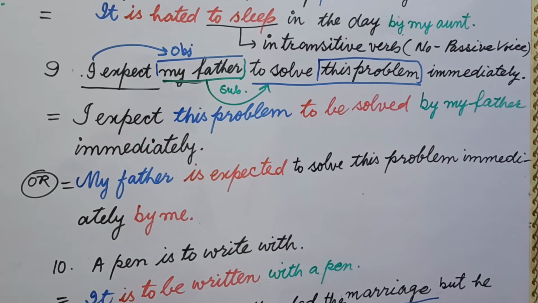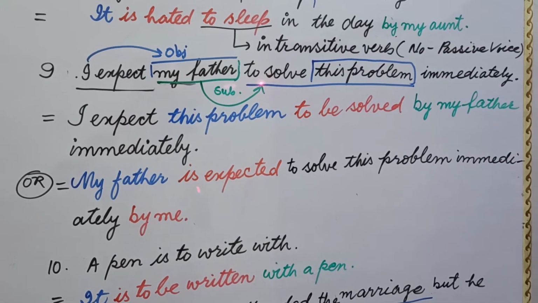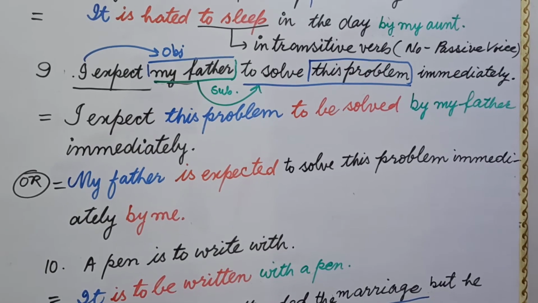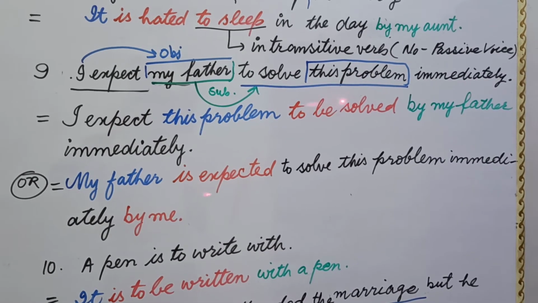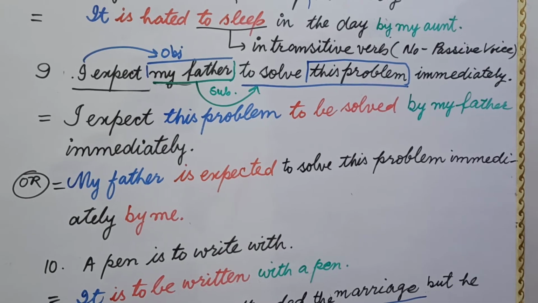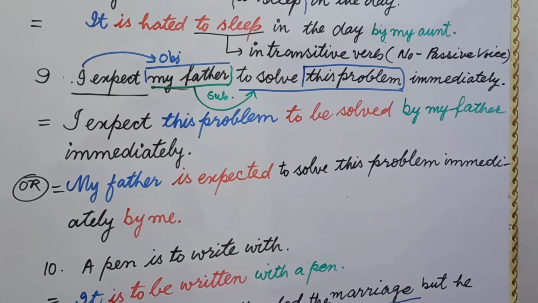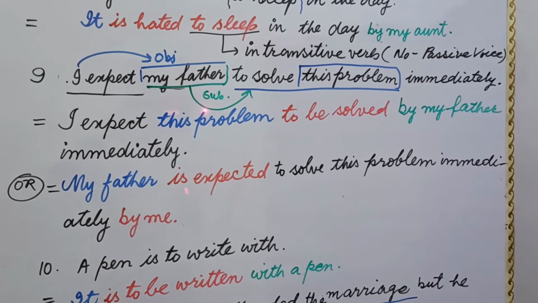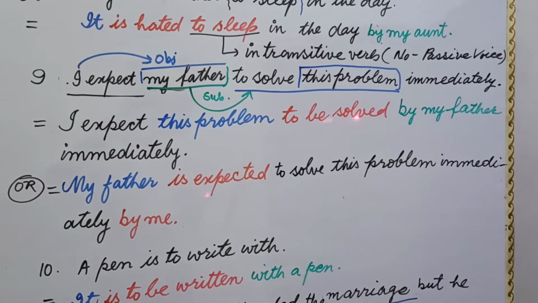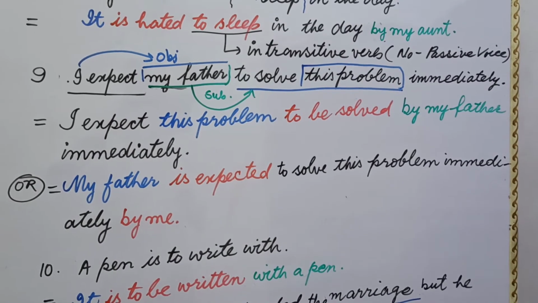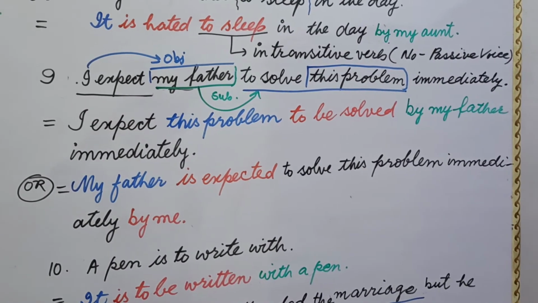I expect. My father is the subject of "to solve", and this problem is the object. This problem will come in the place of my father, and "to be solved by my father". In this way, I have changed this part into passive voice. This problem to be solved by my father. Okay. Then, I expect this problem to be solved by my father.